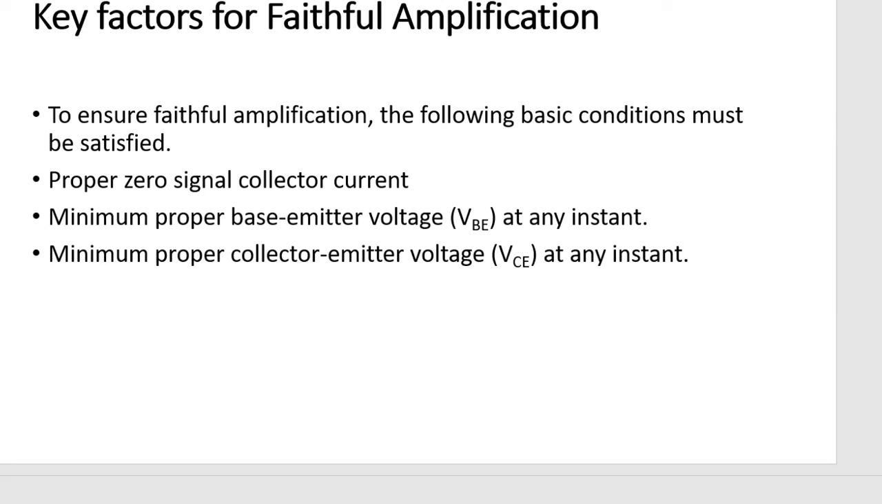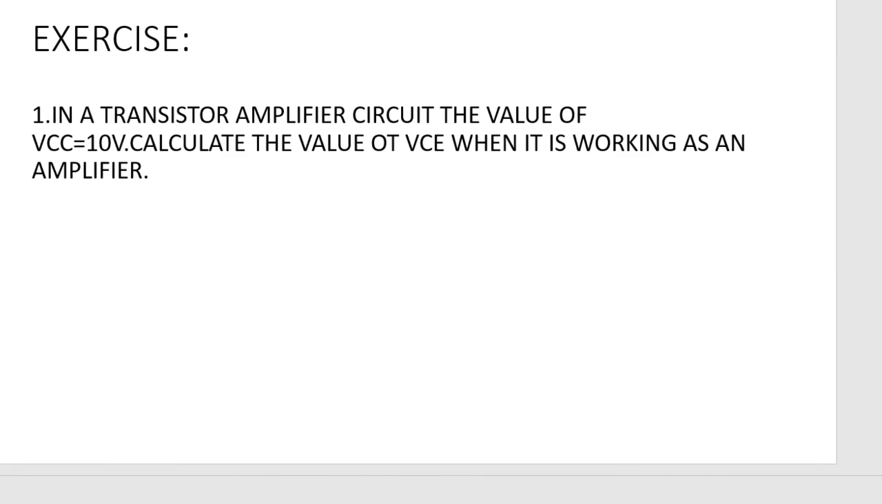Okay, so I hope you understood what is load line, what is Q point, what is saturation point, what is cutoff point, what is active region, and how we bias the transistor as an amplifier, and what are the factors that affect faithful amplification, and what happens if the Q point is selected near the saturation point or the cutoff point. Okay, so I will give you an exercise question.